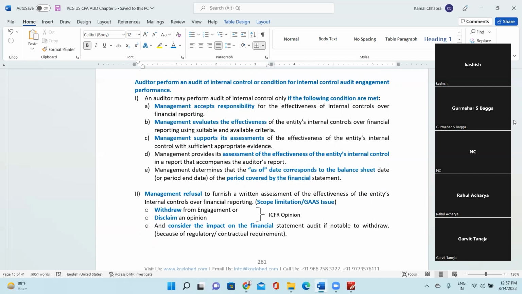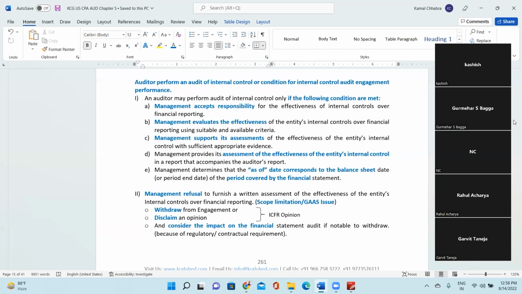So the primary responsibility to design, implement, and maintain effective internal control over financial reporting is the primary responsibility of management. So here you will be conducting the audit only and only when management accepts their responsibility. If management does not accept their responsibility, what are you doing the audit for, right? Second is, here it is mandatory for management to evaluate the effectiveness of internal control over financial reporting using a suitable and available criteria.